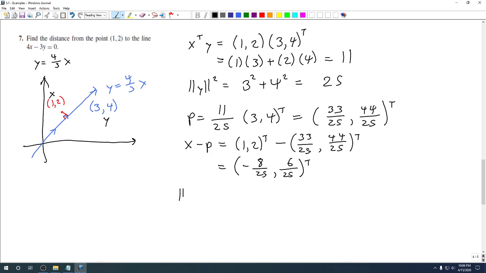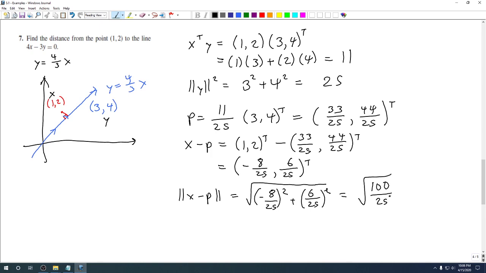And what we want is the length of that vector. We have a square root; we're not squaring it this time. We have negative 8/25 squared plus 6/25 squared. And ultimately, this turns into the square root of 100 over, I'm just going to leave it as 25 squared. But 8 squared plus 6 squared gives us 100, so it works out pretty nicely there.